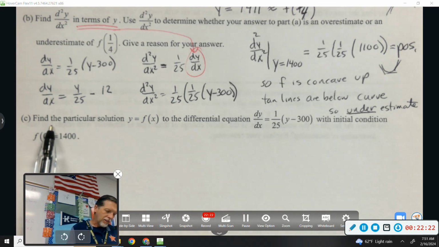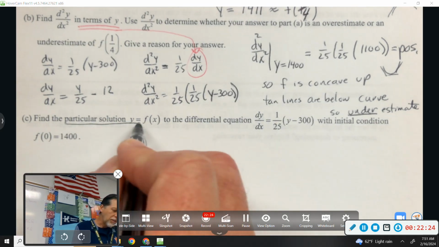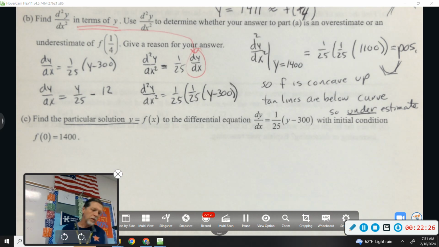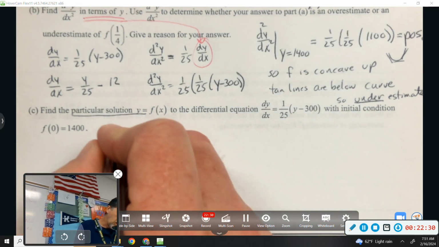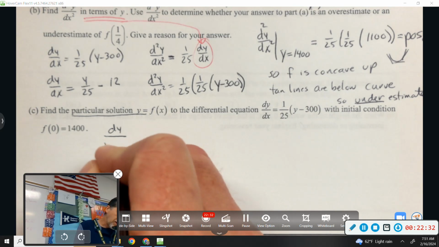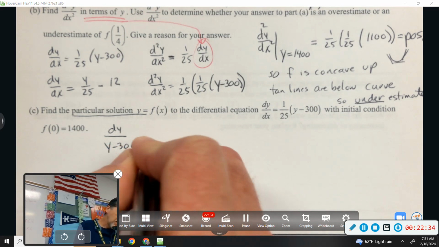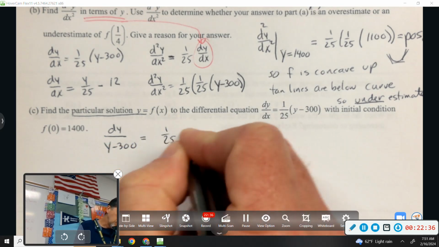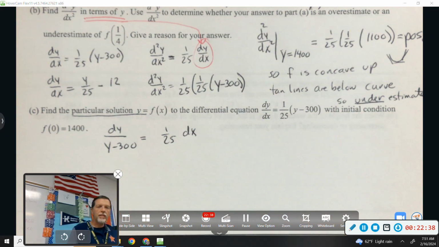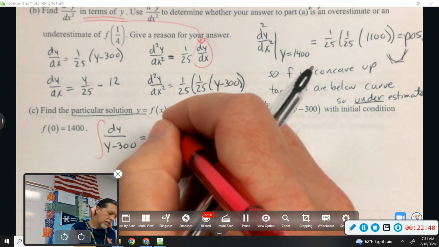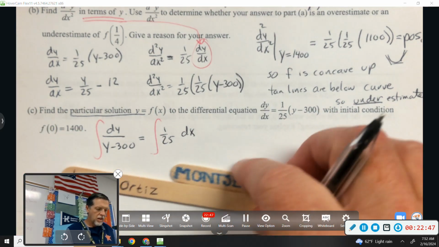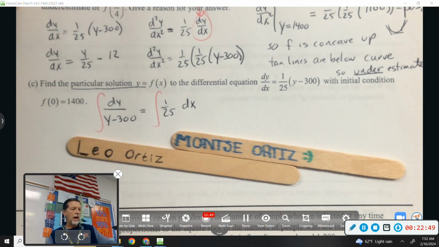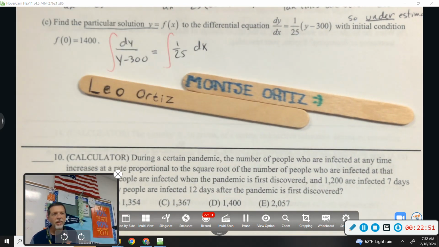And lastly, find the particular solution. So that means actually do the problem here with that initial condition. So let's see, dy over y minus 300 equals 1/25 dx. Antiderivative both sides. Finally back to a calculus problem after all the algebra stuff.